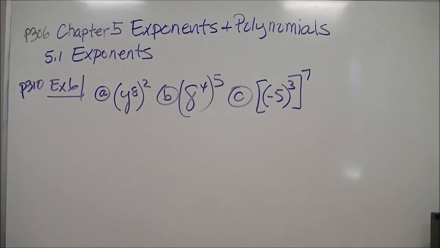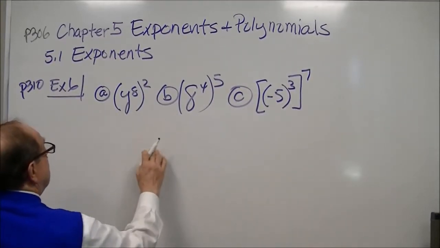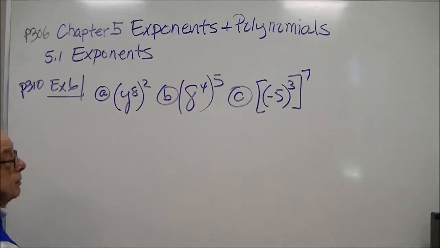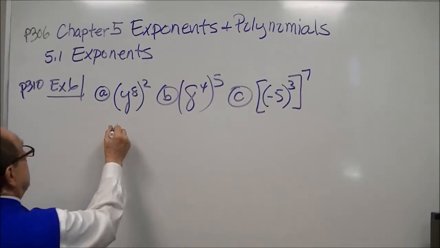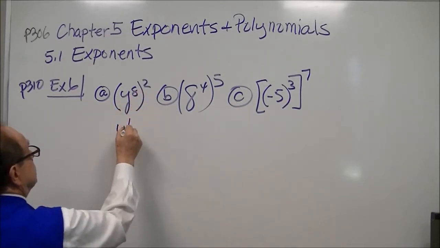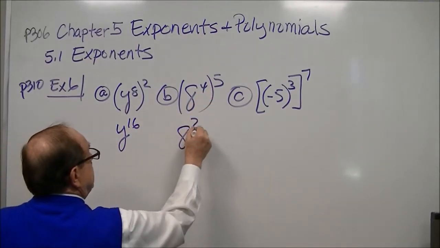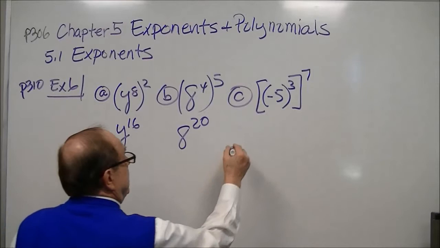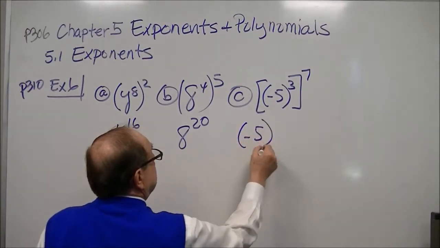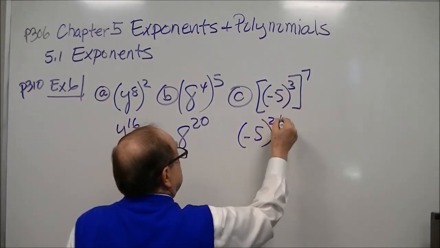Now here again, keep in mind that we're raising a power to a power, so we don't add, we multiply. That will be y to the 16th, 8 to the 20th, and here it's a negative 5 to the 21st.